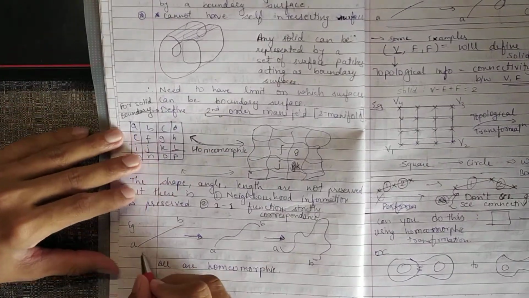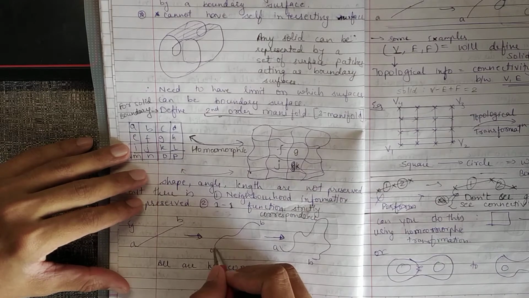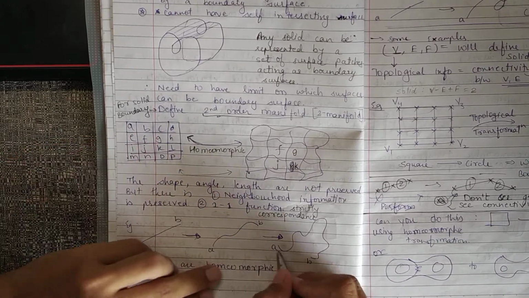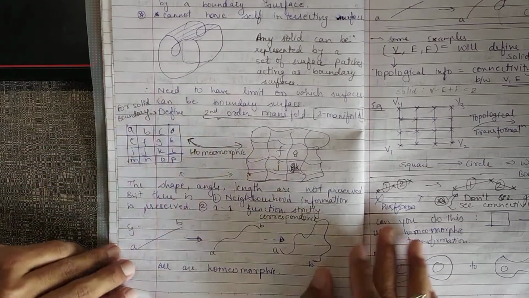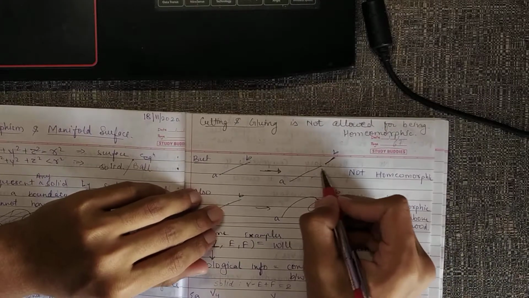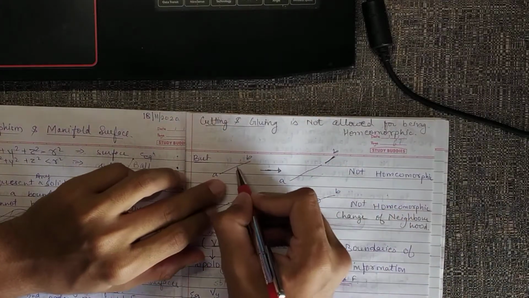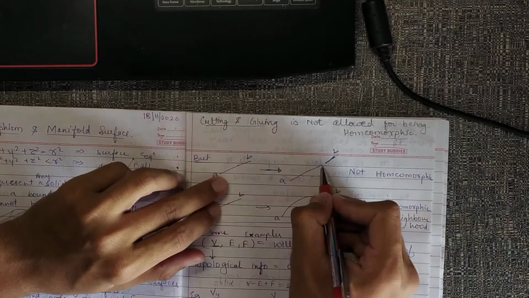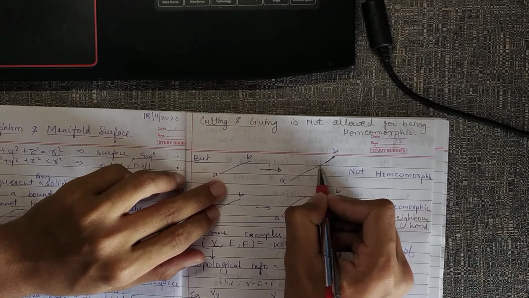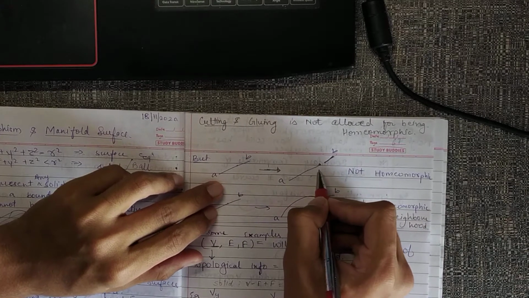In 1D also we can understand: AB is a line. We have curved it, we have stretched it, all are homeomorphic to each other. But we cannot cut the line. So this point had two boundary points around it. Now it has only one boundary point around it. So we have changed the boundary information.